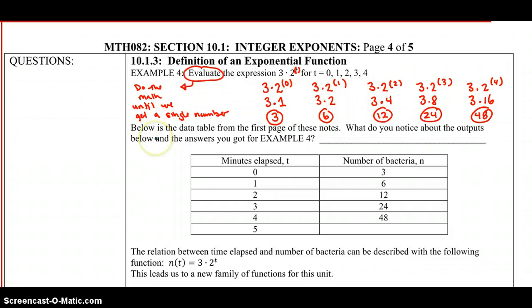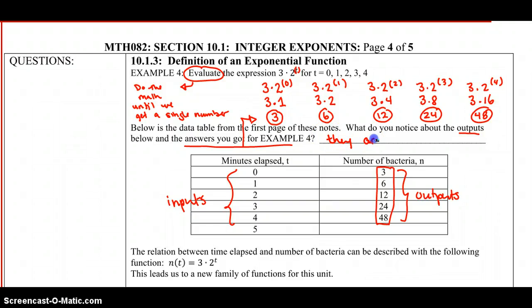So below is the data from the first page of these lecture notes. And we're asked what we notice about the outputs below. So that would be these. Okay, so we've got an input-output table, so these are our inputs, and these are our outputs. And the answers you got in example 4, which are up here, were 3, 6, 12, 24, and 48. The outputs we got here were 3, 6, 12, 24, and 48. So we should notice that they are the same, or that they match.